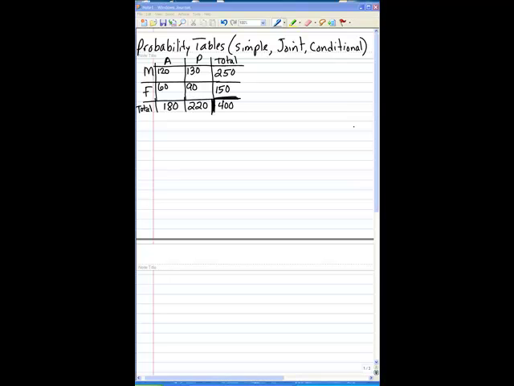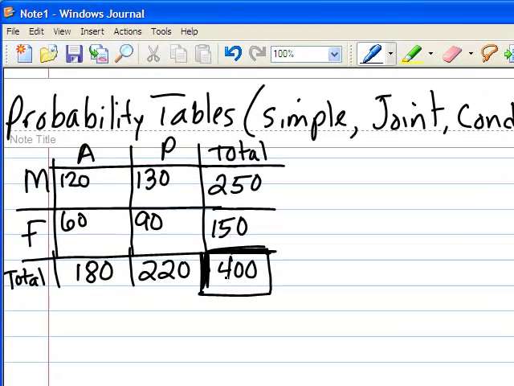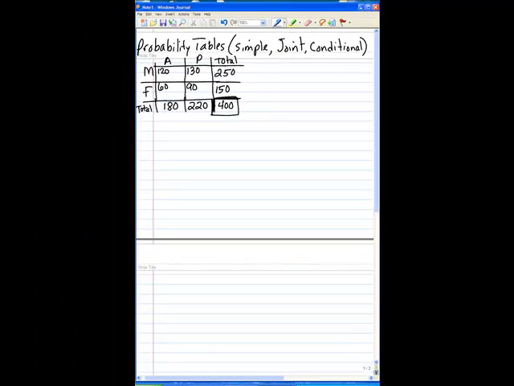Let's talk about probability tables, and specifically we're going to talk about simple, joint, and conditional probabilities. Using this table that you see, we have 400 individuals that have two characteristics or two variables of interest that we've collected data on. Their gender: 250 of them are male and 150 of them are female.